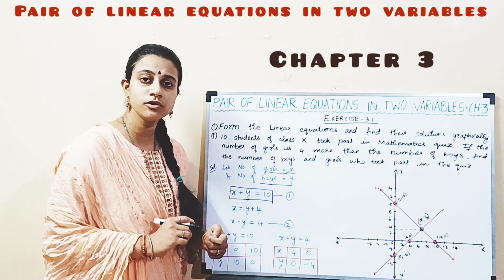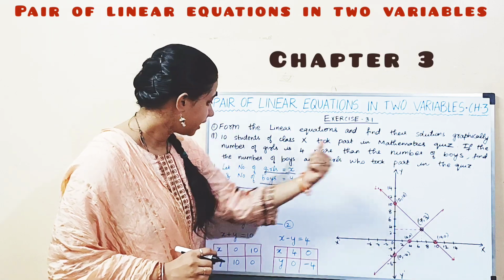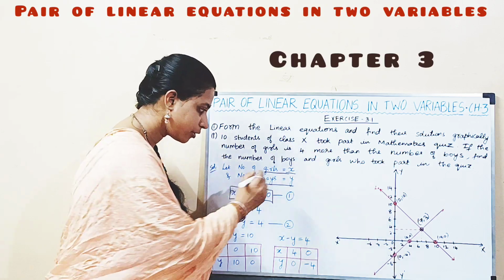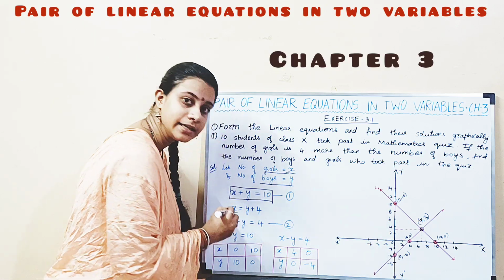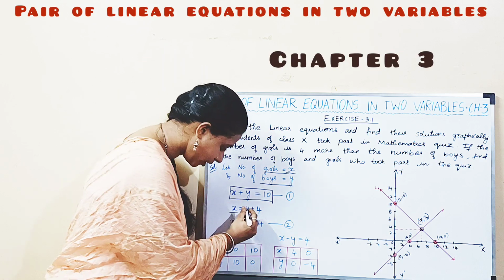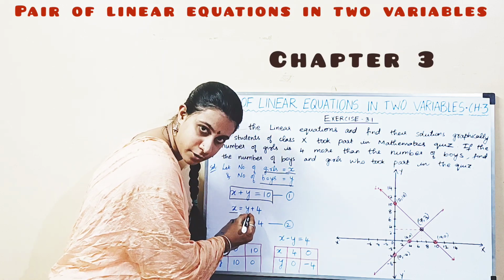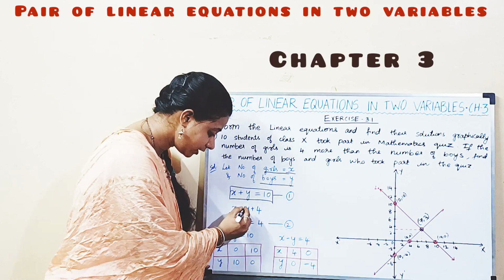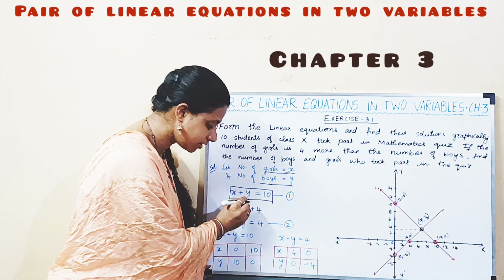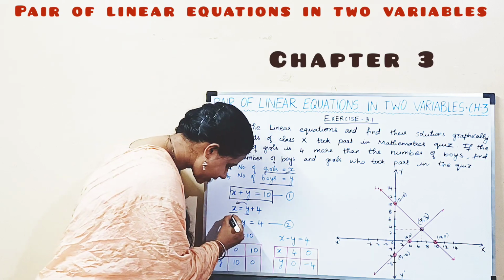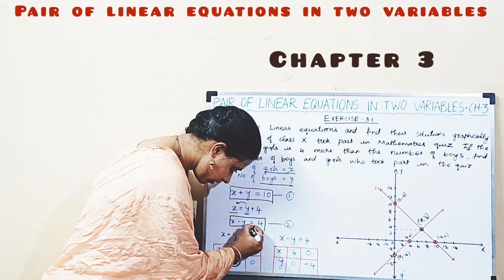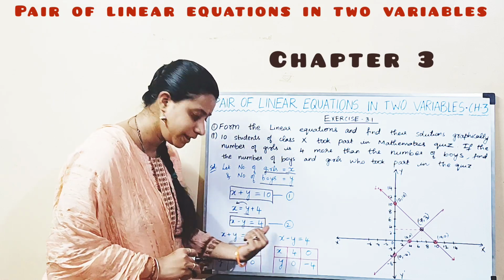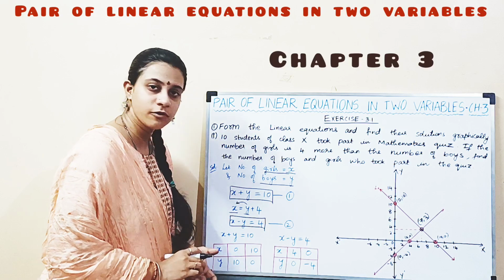Now coming to the second condition, what is given: if the number of girls is 4 more than the number of boys. Number of girls is x and it is 4 more than the number of boys, so y, that is number of boys, plus 4. When we rearrange it by putting the variables on one side and constant on the other side, we get x minus y is equal to 4, which is the second equation in the pair of linear equations. I mark it as equation 2.